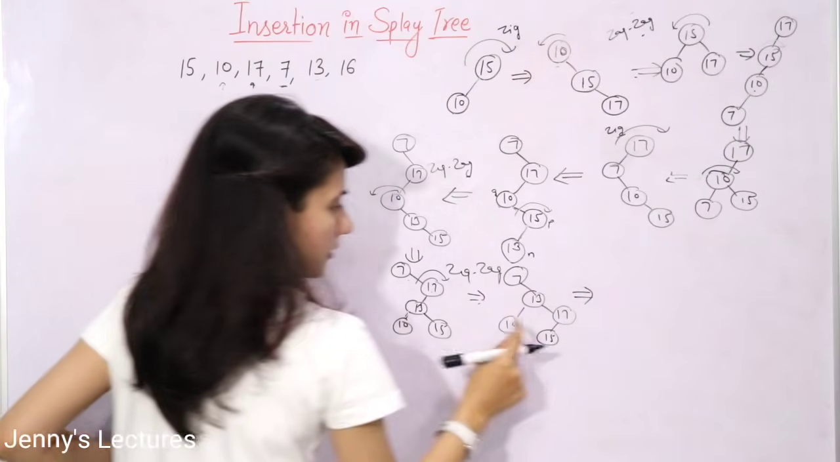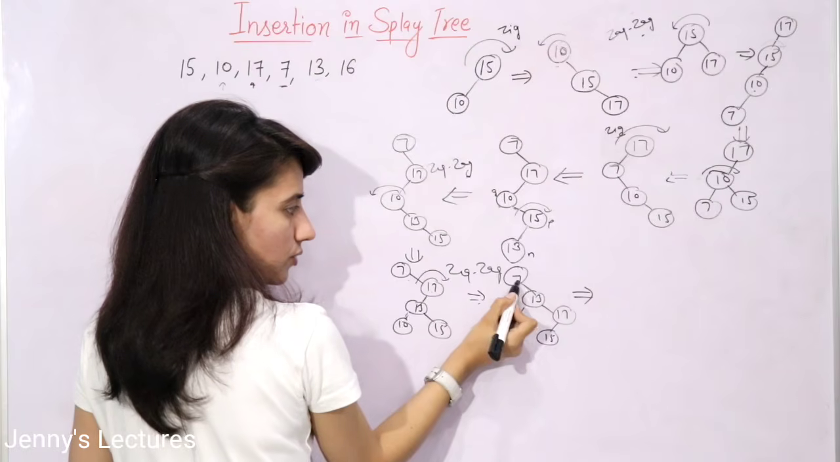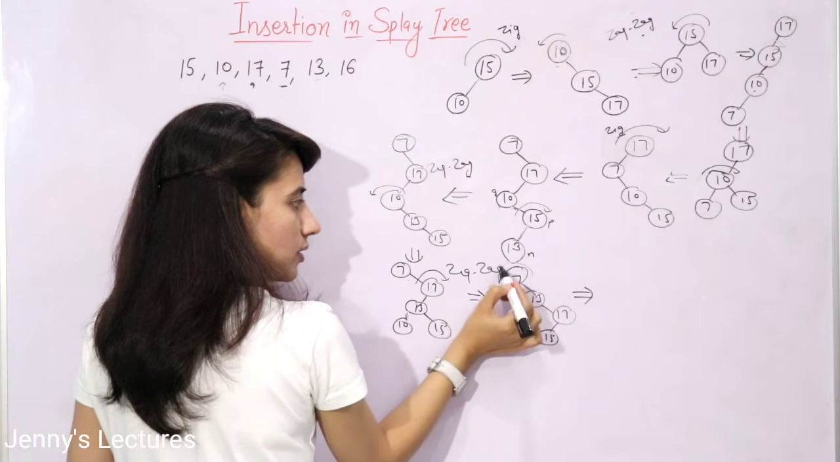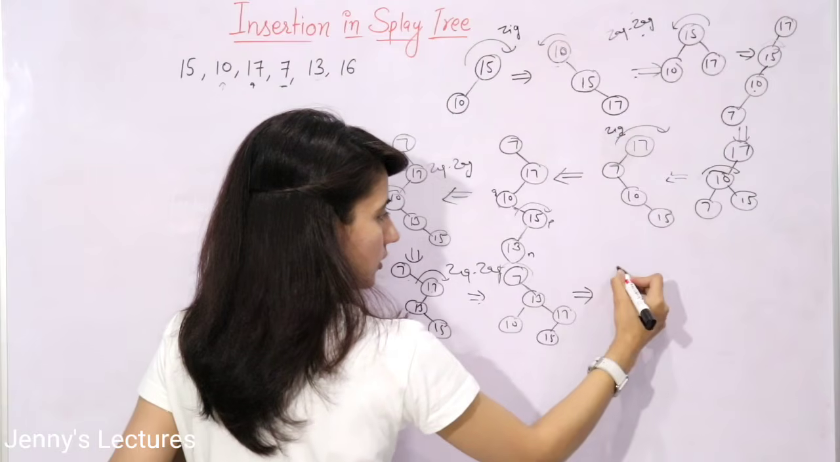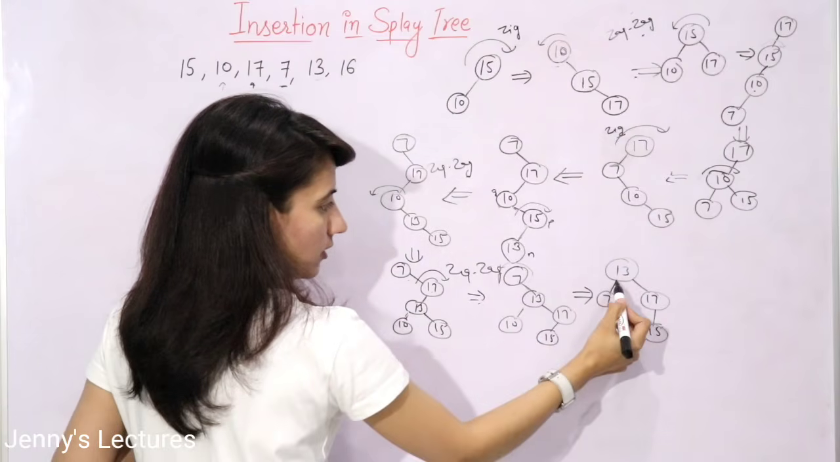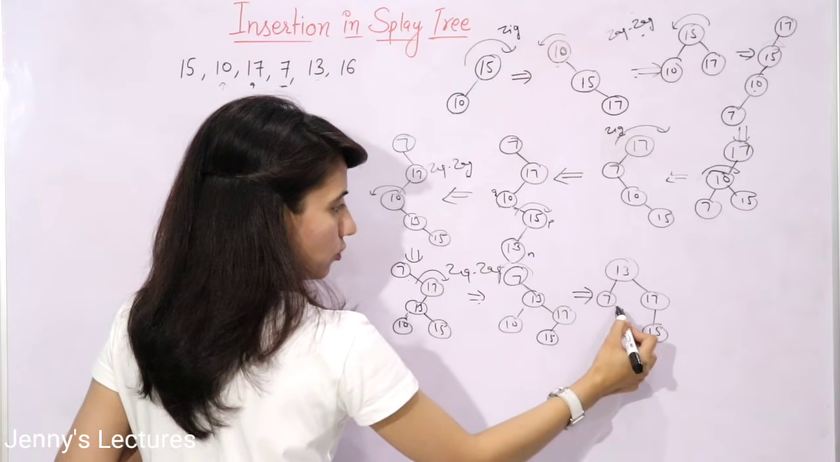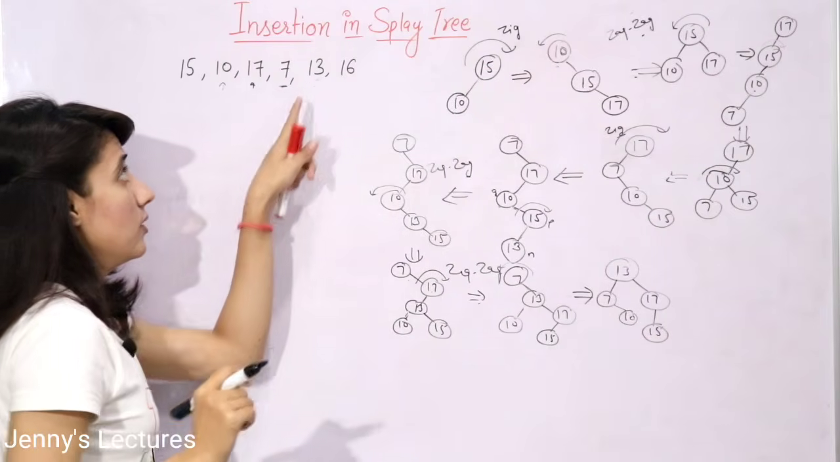But we are not done yet. Now 13 is to the right of 7. Zig rotation here means a left rotation on the grandparent. So now the tree would be something like this. See here, the left child of 13 is 10, but it will go to the right of this 7. So now this is the tree after insertion of 13.